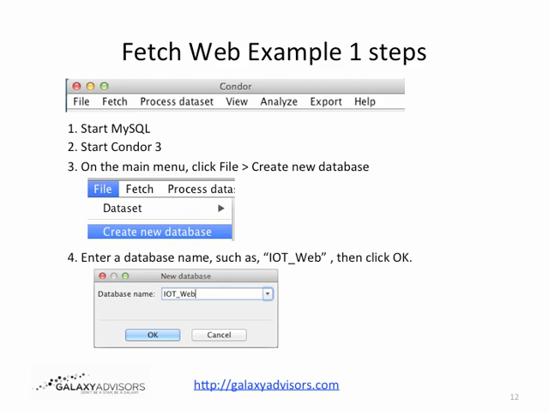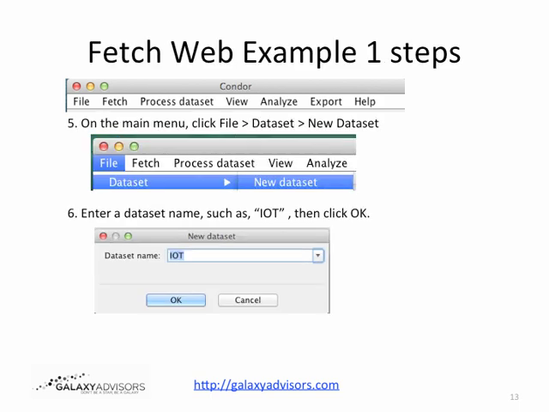So let's do a typical sample web fetch. The first thing is to start your MySQL database. Step 2, start Condor 3. Step 3, in the main menu, click File, create a new database. Then in Step 4, enter a database name such as, I have IoT, that stands for the Internet of Things. I've used _web. The important thing about a database name is it should be short, should not contain any spaces, and no special characters except for an underscore is okay.